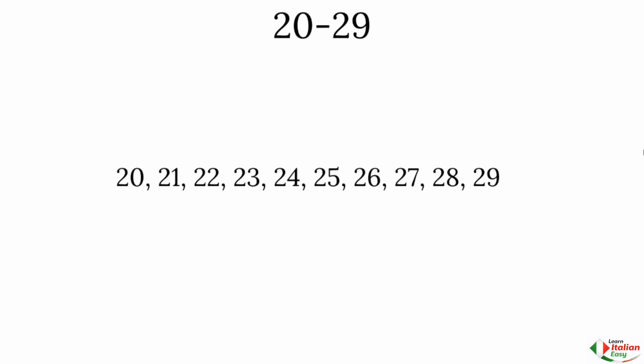And do you remember how it becomes automatic? So 20, 21, 22, literally 22, 23, 24, 25, 26, 27, 28, 29. Perfect. Then we have the numbers from 30 to 39.